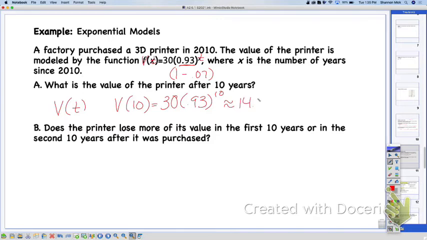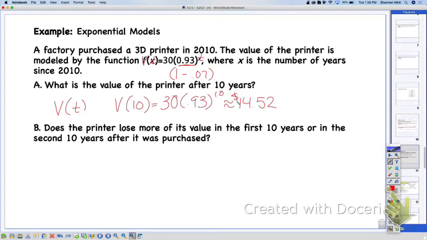So this printer, after 10 years, is only worth $14.52. What was it worth when I bought it? It's in the equation: $30. Now they probably should have added in hundreds of dollars, right? Probably $300 would be more reasonable. But it's okay, it doesn't matter.